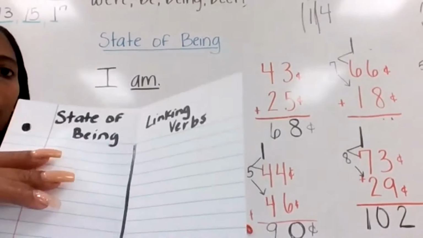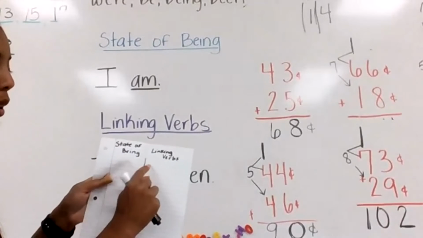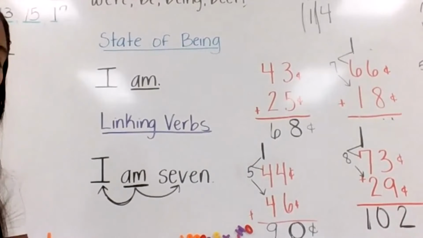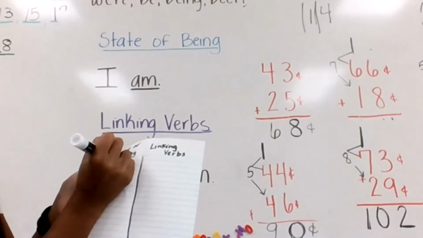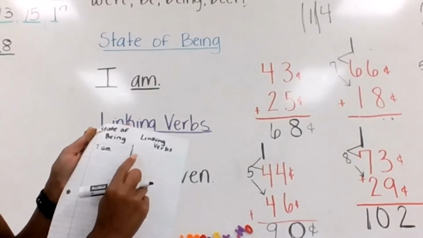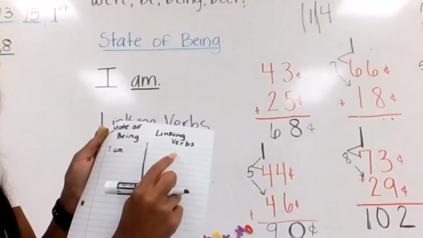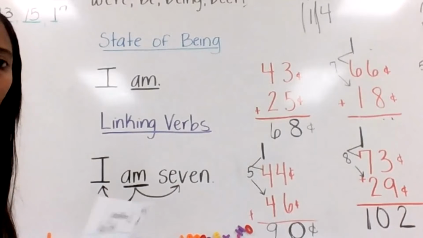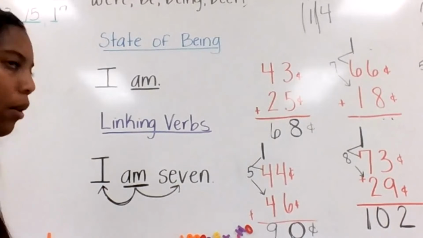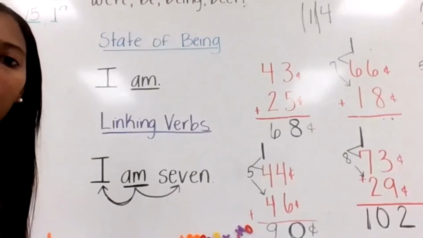Okay, we have I am. And on the other side, make sure you're matching the same line. What I mean by that is if I put I am on this line, I need to make sure the other sentence matches the same line. So on the other side where it says linking verb, put I am 7. Put the whole line. Why would you put just one word? Why would you not put the whole thing that's right here? I am 7.